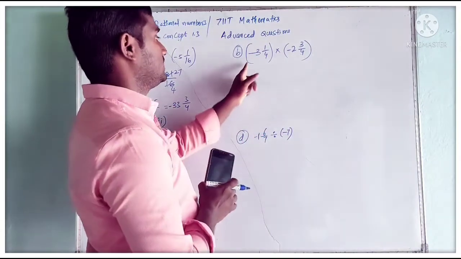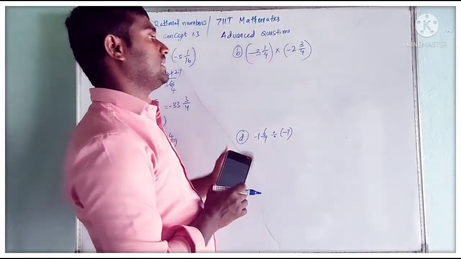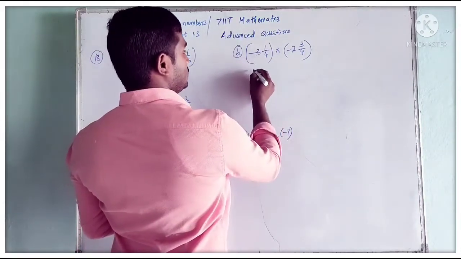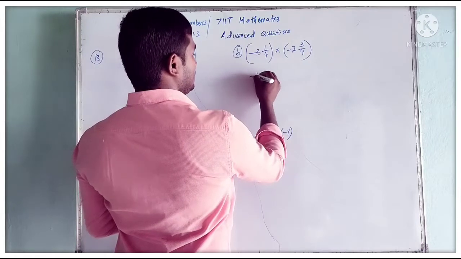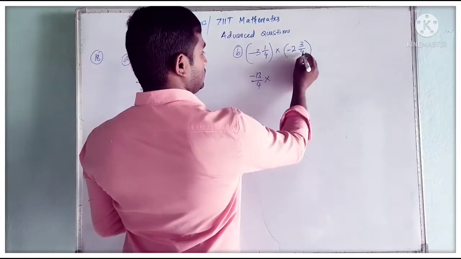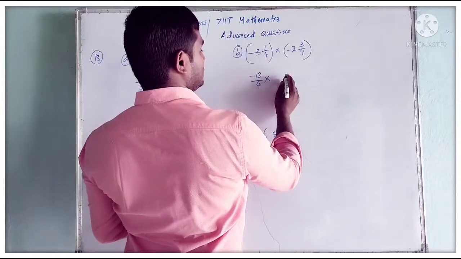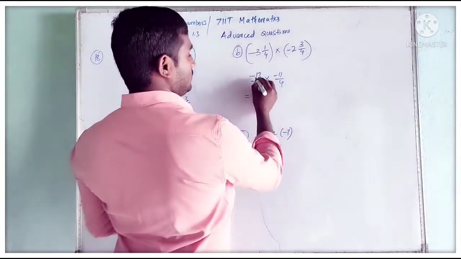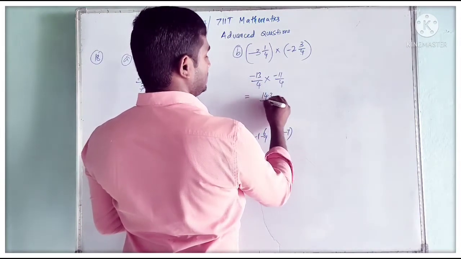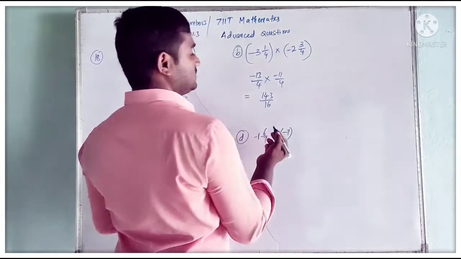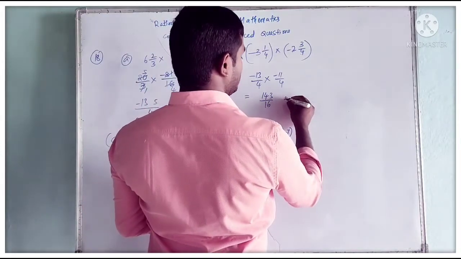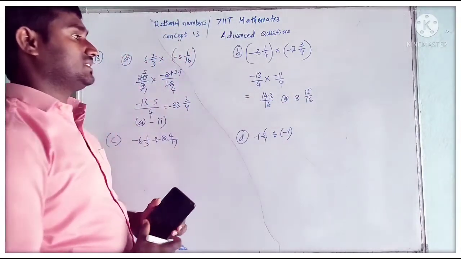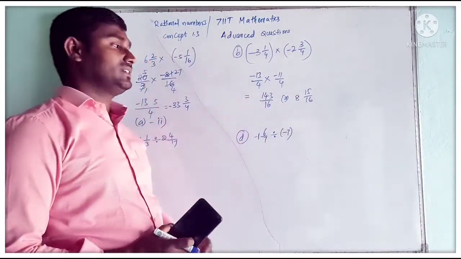B has minus 3 by 4 into minus 2 3 by 4. We convert into improper fractions. 4 threes are 12, 12 plus 1, minus 13 by 4, into 4 twos are 8, 8 plus 3, minus 11 by 4. Minus into minus is plus, 13 into 11, 143 by 16. If you want to write it as a mixed fraction, we can write 8 15 by 16.